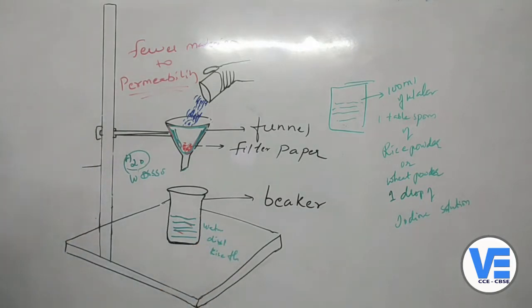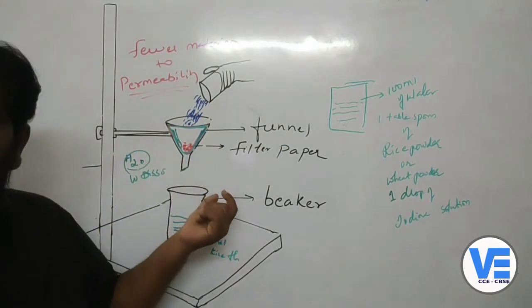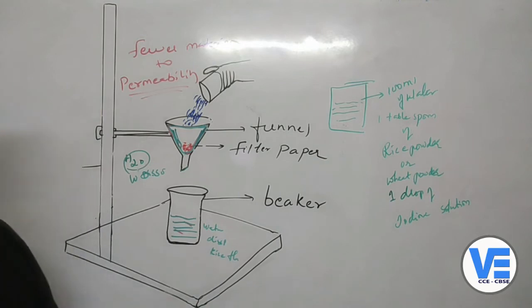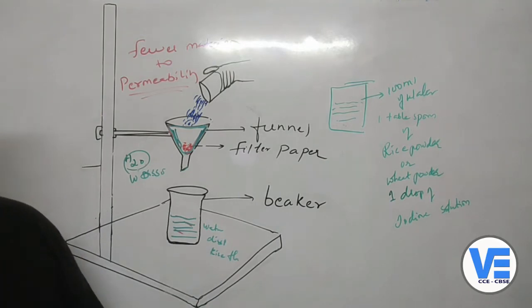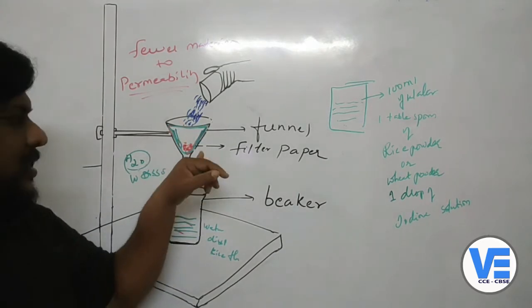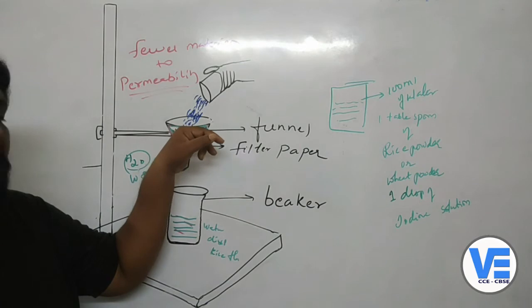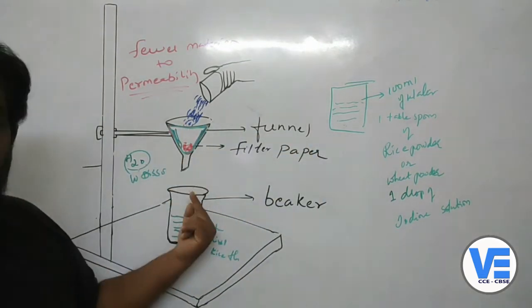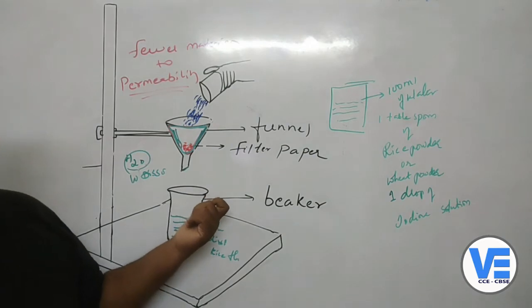That means this filter paper is not allowing everything to pass through. From this experiment, what we are able to understand is it is allowing the water to pass through it, and also the dissolved flour, dissolved rice powder or dissolved wheat powder, to pass through it. It is not allowing anything else.